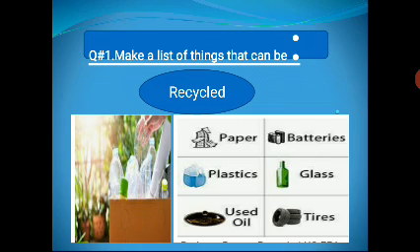bottles, used oil, the oil that is already used, batteries of toys also, glass bottles, glass in broken form, and tires, a rubber sort of thing.